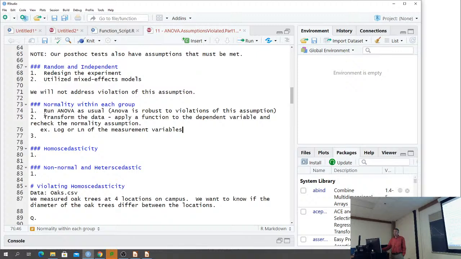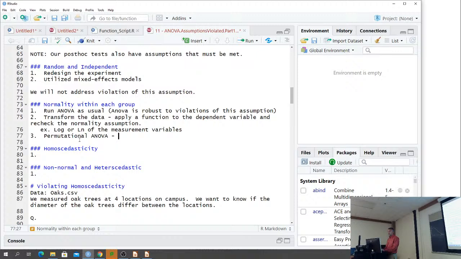This is usually one of my first things that I try to do because it's somewhat easy. It's easy to apply one of these functions in the code. We're not going to really mess around with it in this class because our third option is also just as easy, which is to run a permutational ANOVA.